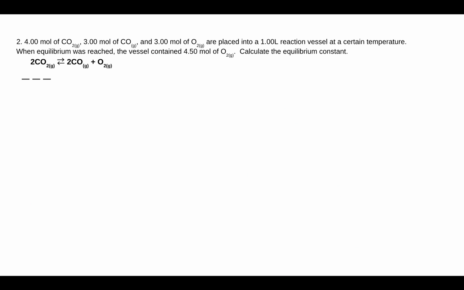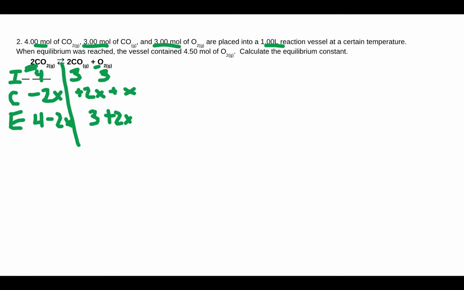So setting up a very similar question, this time we again have, so this is written right here, I'll just write ICE right under it. We have some information about all 3 species, and we have that initial amount of moles, and then we're putting it into a 1 liter container. So if we divide each of those by 1, we'd have 4 for the CO2, 3 for the CO, and 3 for the oxygen.